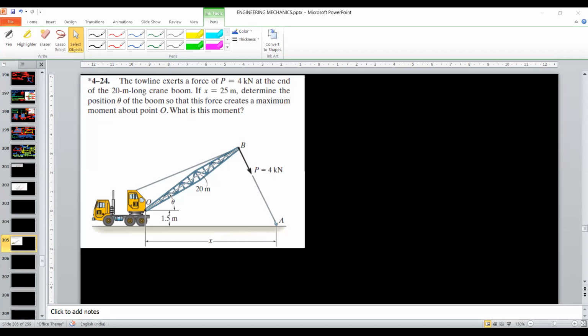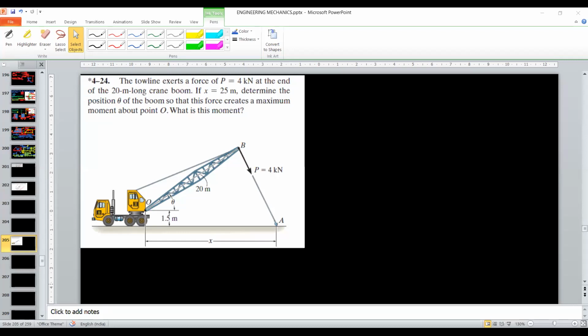So the meaning of moment arm is the perpendicular distance. This is called a moment arm, the distance of the force with respect to the moment point. So similarly, we are applying the force P. So what is the maximum moment? We have to find out the force that creates the maximum moment about the point O. So what is the angle theta?